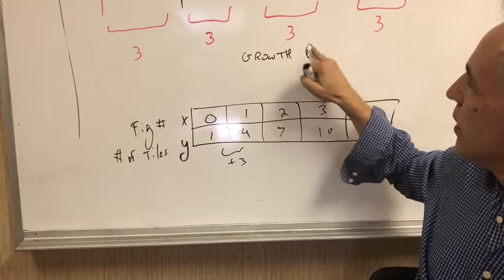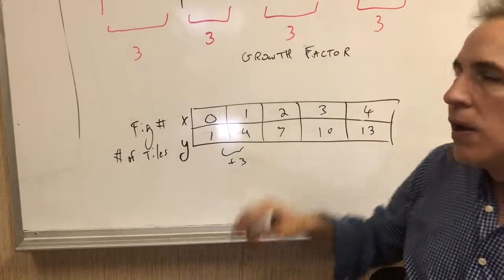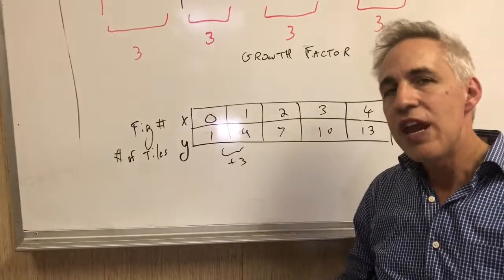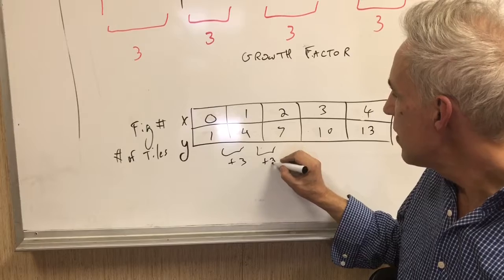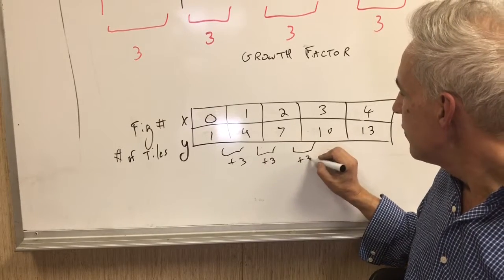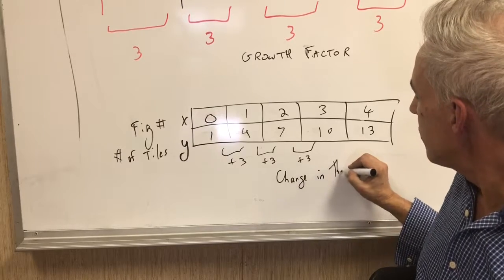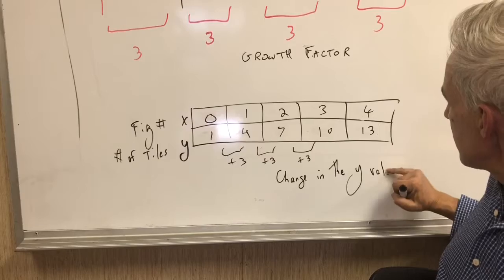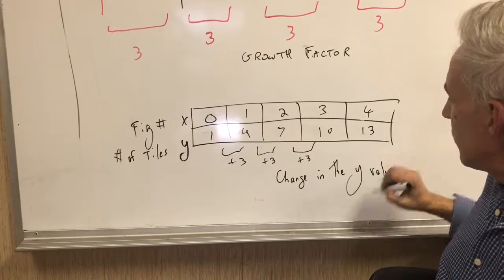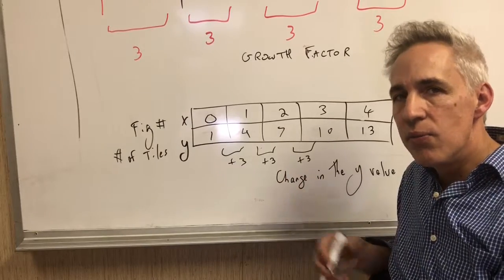Growth factor is in the table down here. It's the change in the y value. So this is the, I'm going to go up by 3 every time, etc., etc. This is called the change in the y value. That becomes very important when we look at slope, because the change in the y value relating to the x value change is what we call slope.